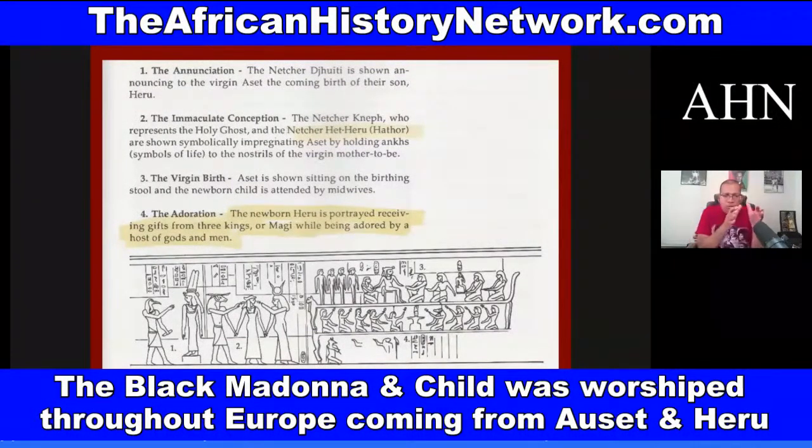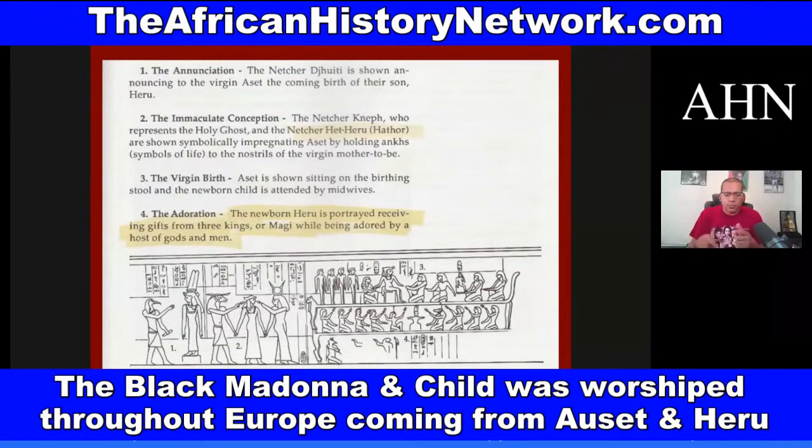In the lower panel, you'll see the first depiction is the Annunciation. The Neter Dehuti is shown announcing to the Virgin Aset the coming birth of their son Heru. This is the Annunciation. In the second depiction, you see the Immaculate Conception. The Neter Kenph, K-E-N-P-H, who represents the Holy Ghost, and the Neter Het Heru, who the Greeks call Hathor, are symbolically impregnating Aset, the Virgin, by holding Ankhs, A-N-K-H-S, which is the eternal symbol of life, the African symbol of life, to the nostrils of the Virgin Mother to be, Aset. This is the Immaculate Conception.